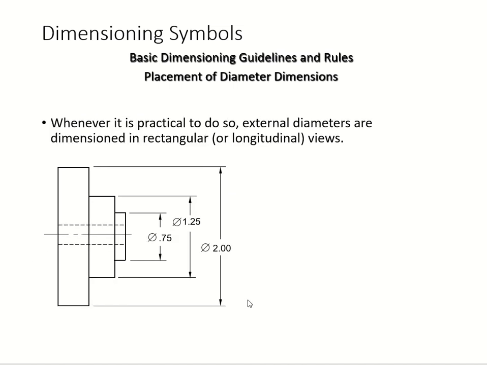Okay, here, whenever it's practical to do so, what you have to do is your external diameters are dimensioned in rectangular or longitudinal views. So go up here 2, and then this 3. Okay, they're staggered, so therefore use staggered dimensioning by making sure that the values are not overlapped to each other.